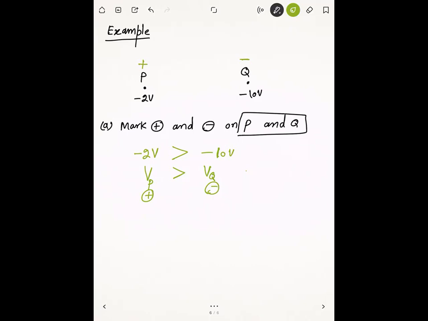So an electron has to move from P to Q. So basically the electron is moving towards repulsion. An electron has to move from P to Q.